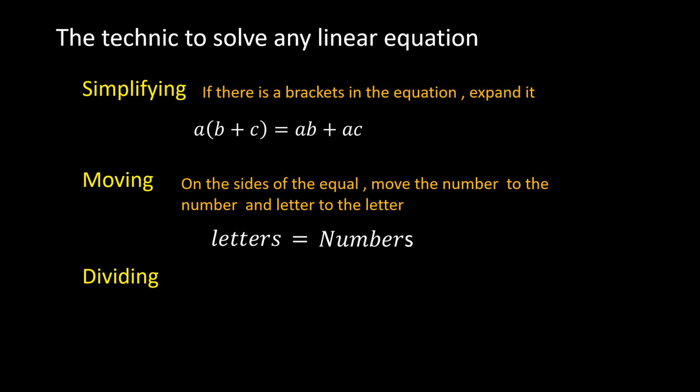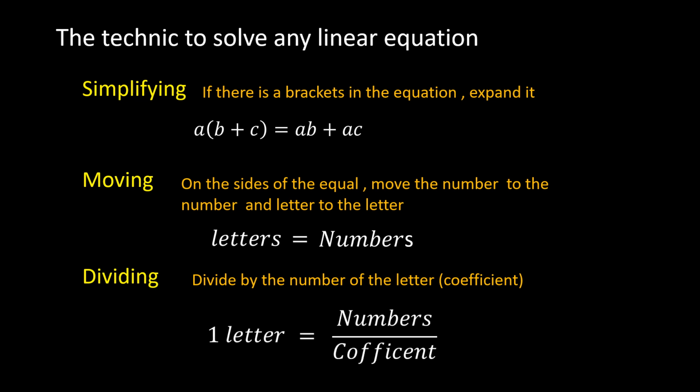Okay, so then after that you will have the letters on one side and the numbers on the other side. After that, use the next step, which is dividing. Dividing means dividing by the number of the letter, which is the coefficient. So the one letter on the left side equals the numbers divided by the coefficient. Okay, we will see this in the given examples.